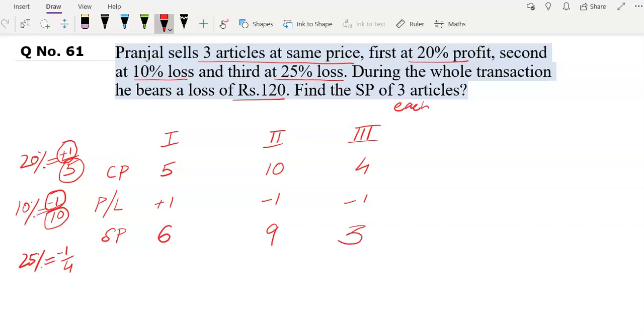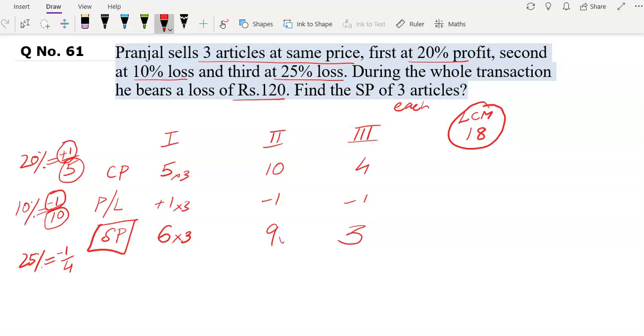Now in this question, Pranjal sells 3 articles at the same price. So all the 3 SP, selling prices, are the same. So let's make it equal. We will take the LCM. LCM will be 9 2s are 18. Our LCM is 18. So 6 into 3 will give us 18. Now we have multiplied this by 3, so we'll have to multiply this by 3 and this also by 3.